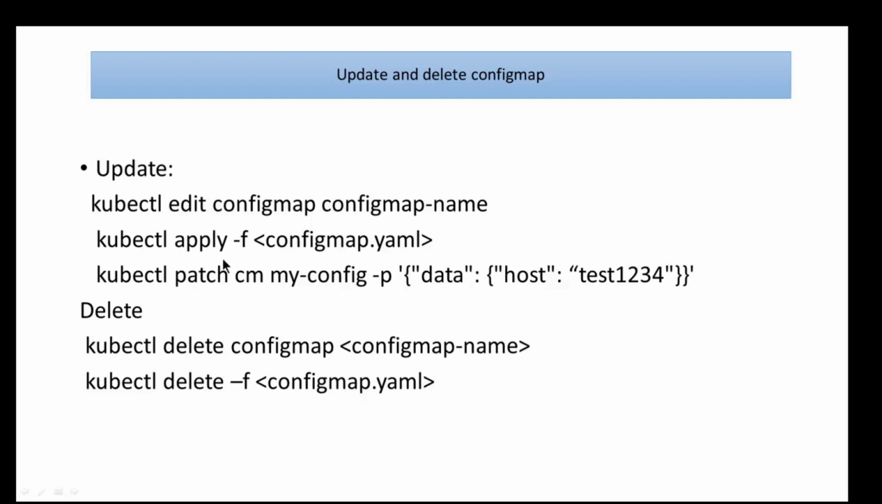Use this kubectl patch. cm is the config map. Specify your config map name, and -p is the patch, right? So here data, you can give data. The host is the key name, and the value whatever you need you can put. So it will change your config map details. Yeah, you can try that too.